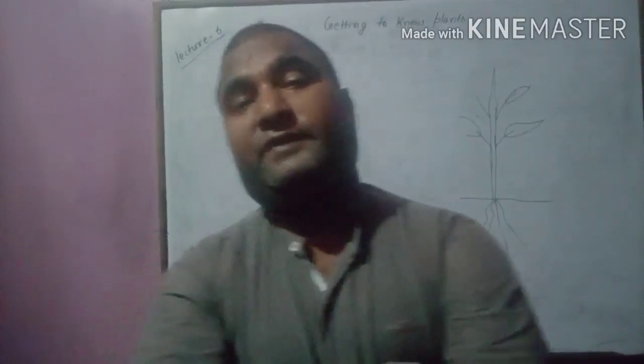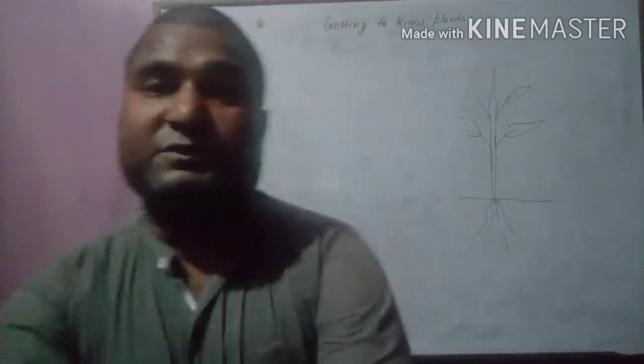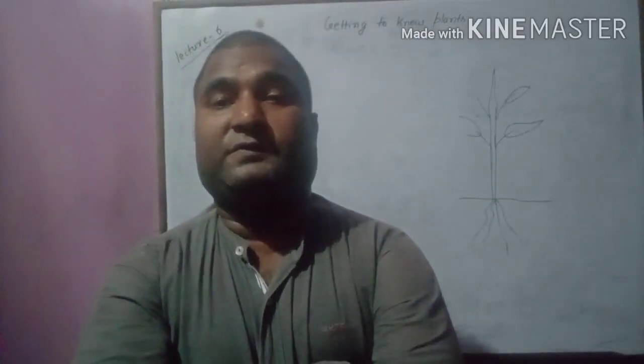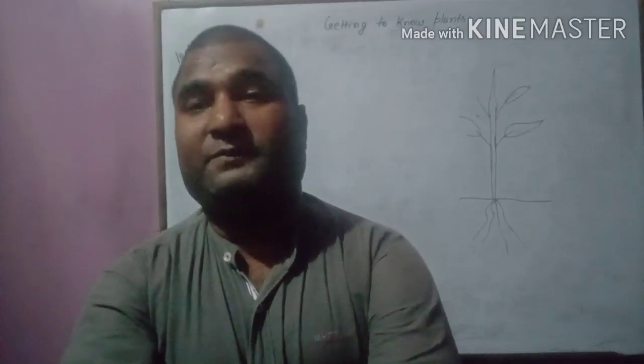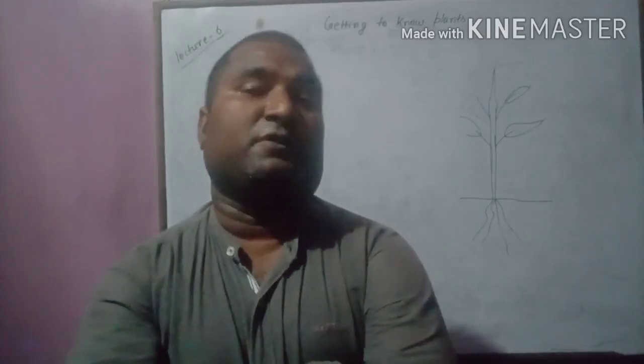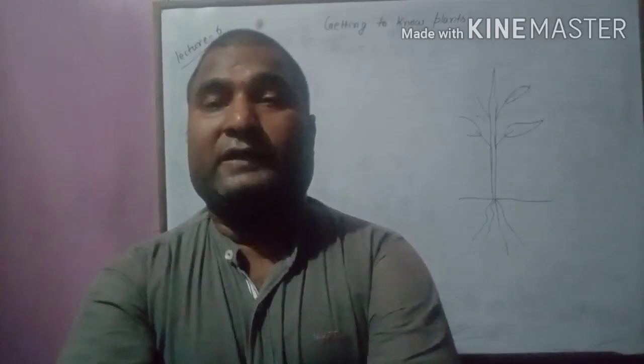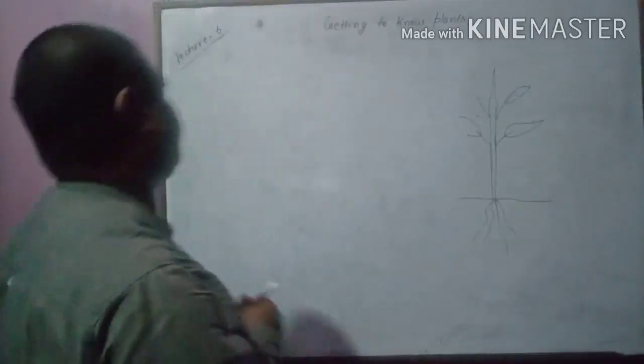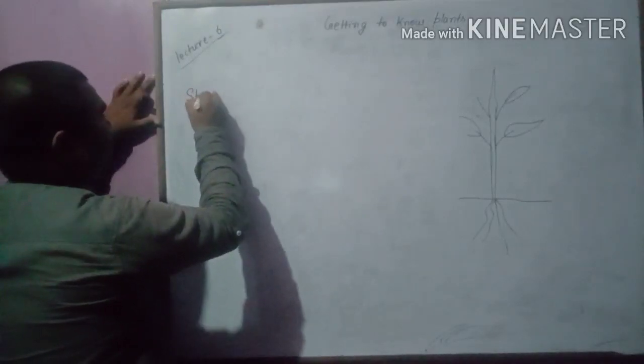This is the sixth video lecture of the chapter Getting to Know Plants. In the last few videos, we have seen root system, types of root, function of root, and modification of root. In the coming video, we are going to see shoot system. So, what is shoot?